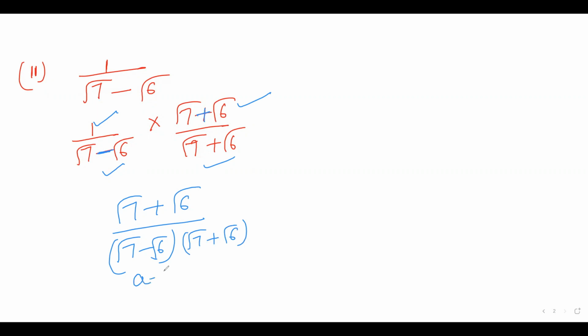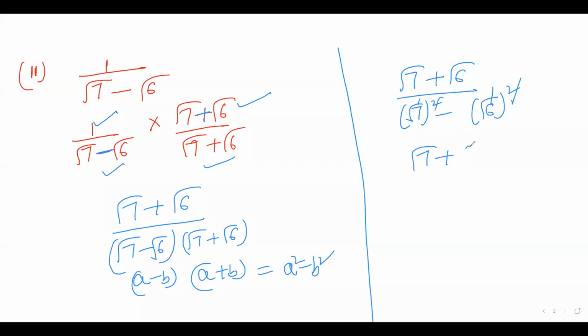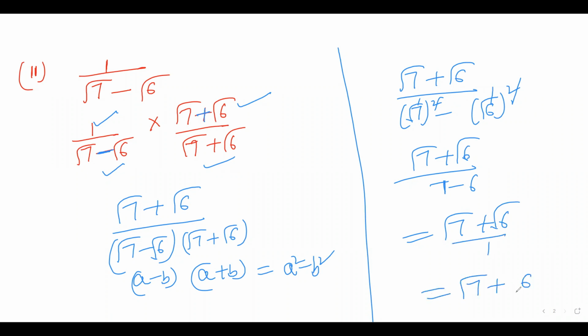It is in the form of (a minus b) into (a plus b), which can be written as a square minus b square. So root 7 plus root 6 by a square minus b square. Square and root will get cancelled. 7 minus 6 is 1, which is nothing but 1. No need to write 1 in the denominator, so the final answer is root 7 plus root 6.